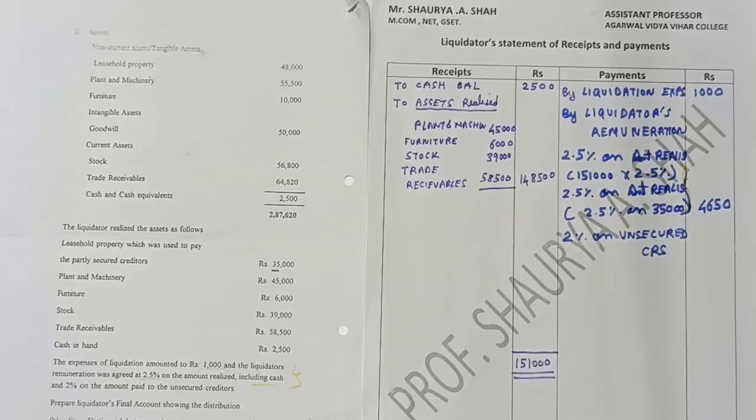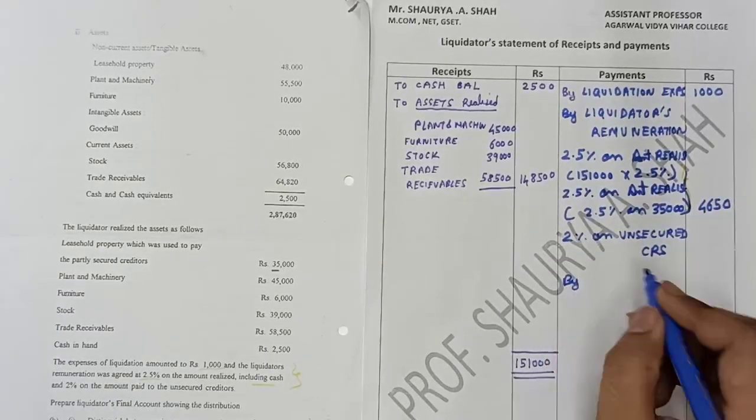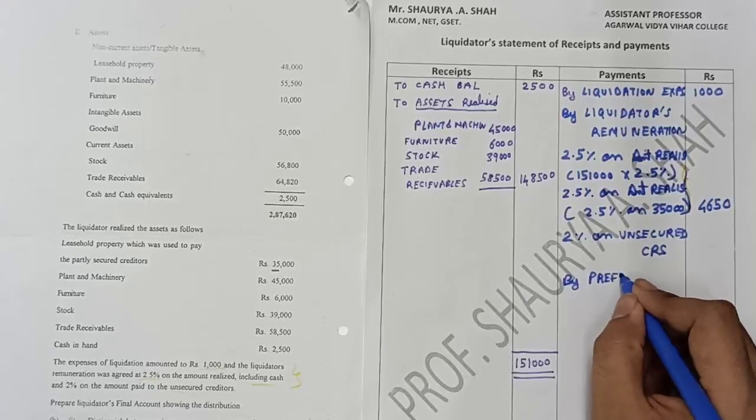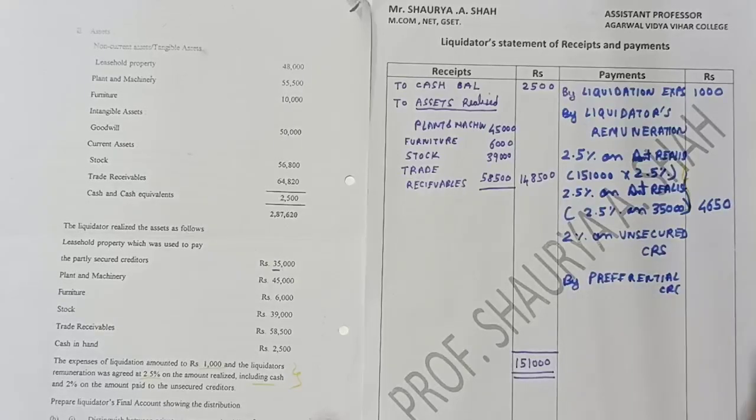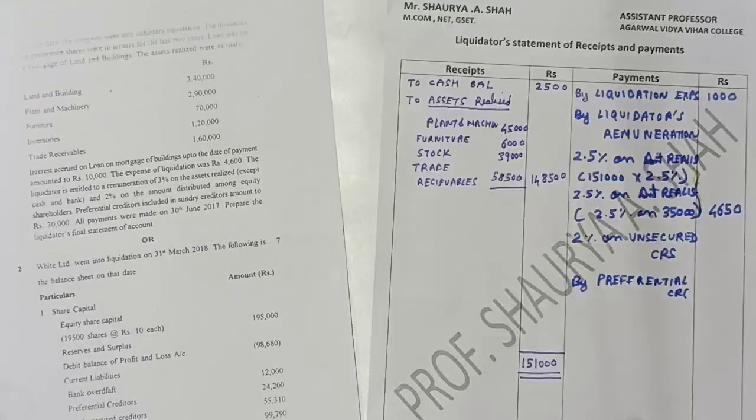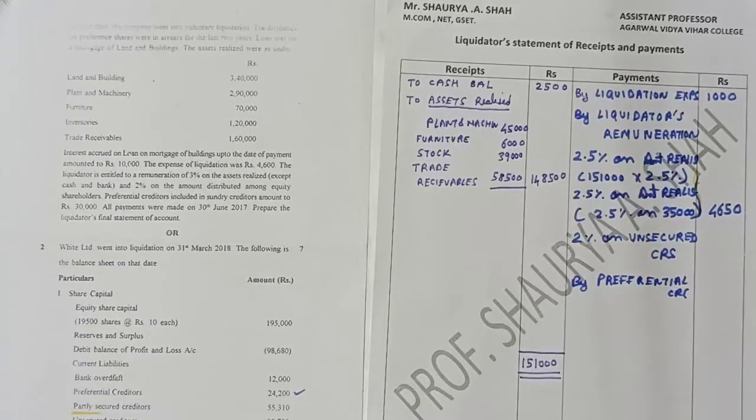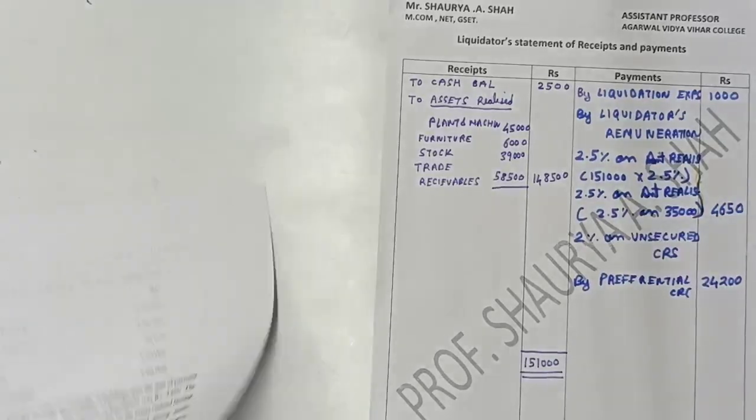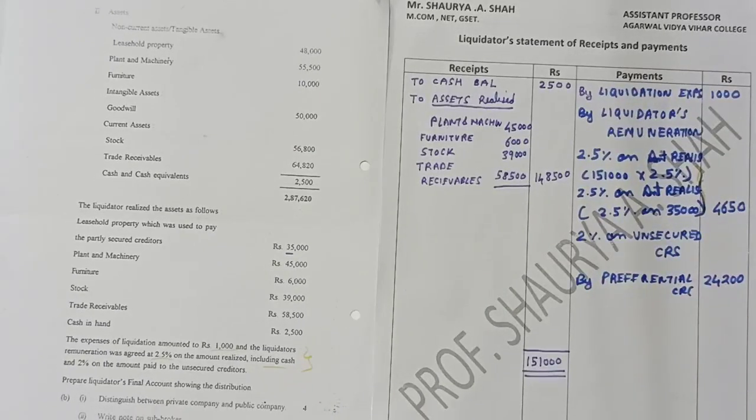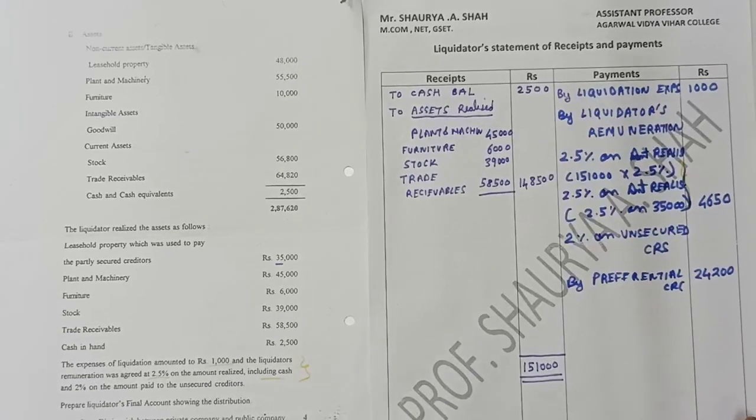So what you need to do is, first of all, write down by preferential creditors. Preferential creditors, you can see from your balance sheet how much they are. Preferential creditors are 24,200, which is given in the balance sheet, right? So we'll write down directly by preferential creditors 24,200. Now after you pay your preferential creditors, you pay to debenture holders. But in this sum, no debenture holders are given. So we'll directly pay to unsecured creditors.